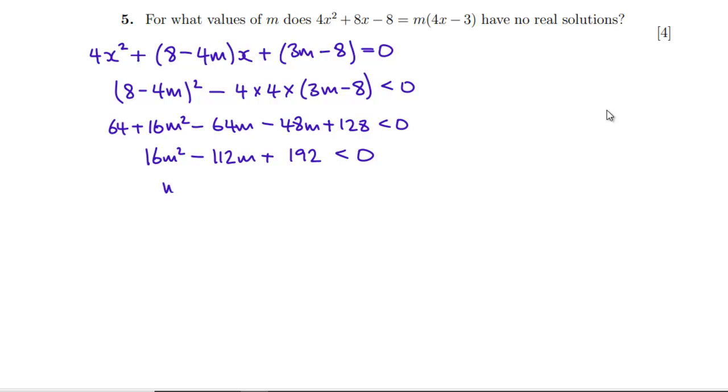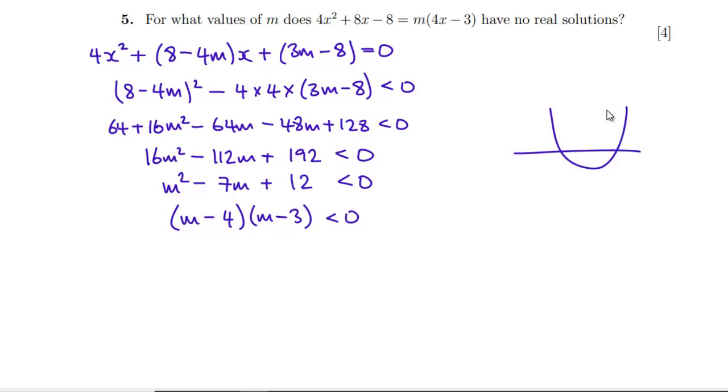So let's get rid of all these 16s, because that is 7, and that would be, what, 12? So that makes things easier. So we've got m minus 4, m minus 3, less than 0. So it's a positive quadratic where we want to be less than 0. So we're going to have to be between these. So m will have to be between 3 and 4. So a bit more work for the 4 marks. Very easy to do, but you have to work at it a little bit more.